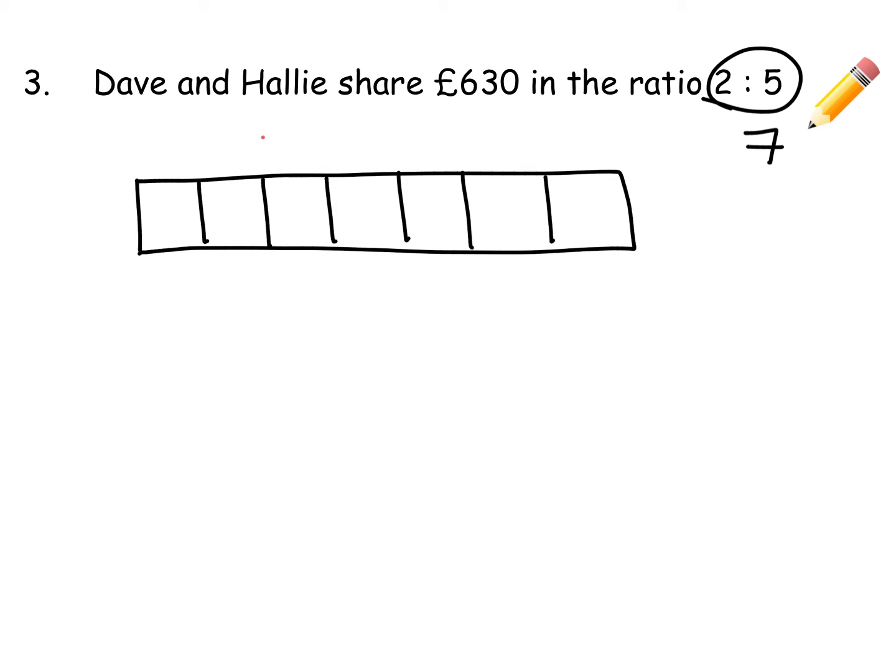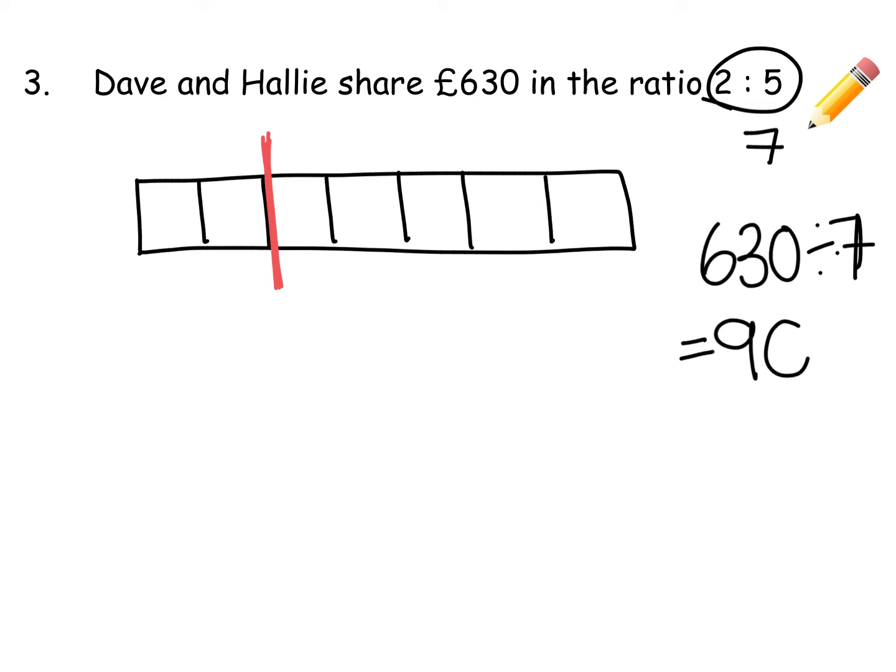I'm going to draw my ratio line in first this time. So there is the split. Now 630 divided by 7 is very like 63 divided by 7. So 630 divided by 7. If you hide that 0 for a second, then that's just 9. And put the 0 back on is 90. So each box is 90.